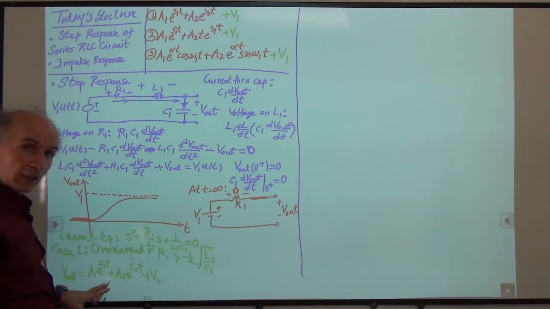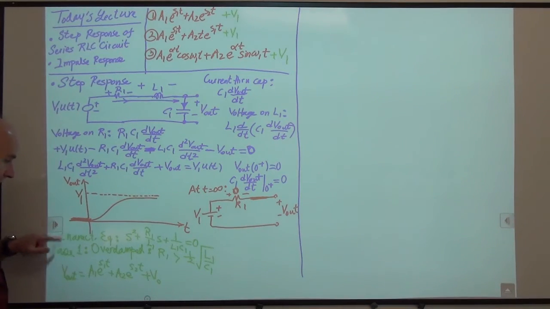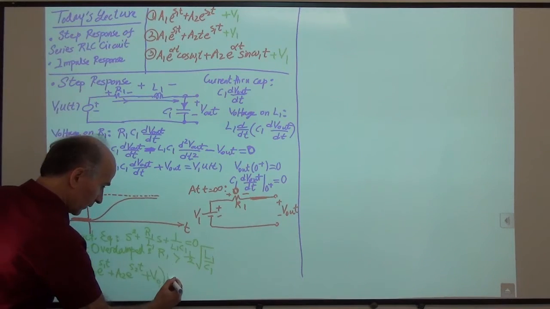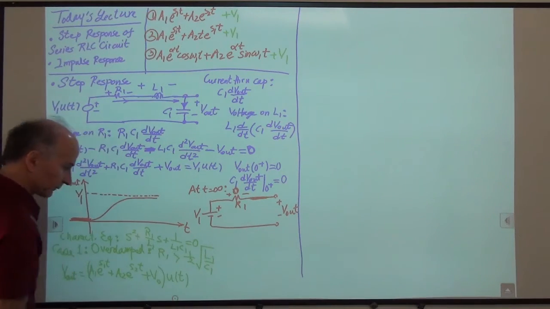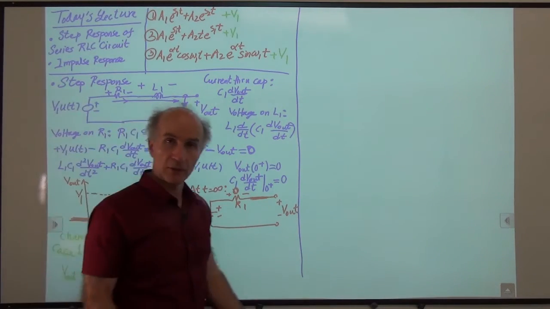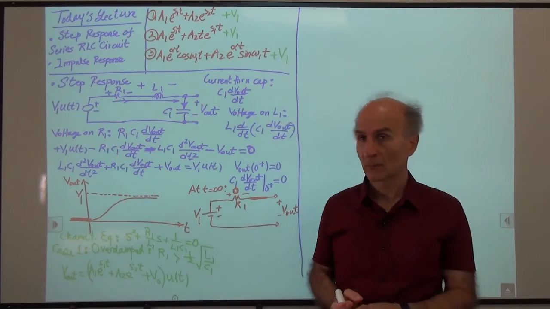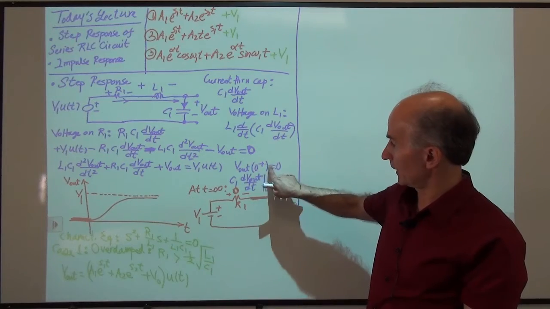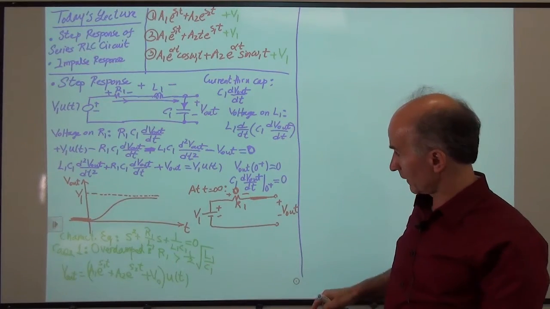Does this take a u of t? Yes, because it's 0 before time 0. So to be precise, we multiply this by u of t. We just need to find A1 and A2, right? Okay, how do I go about doing that? Well, I have two initial conditions, right? So I just have to satisfy these. Let's go ahead and do that.